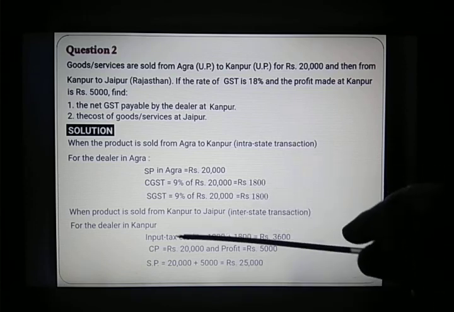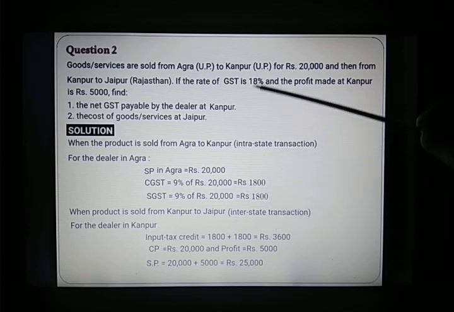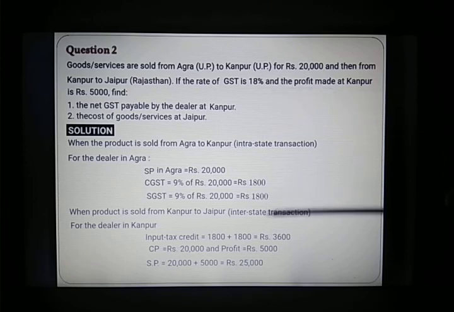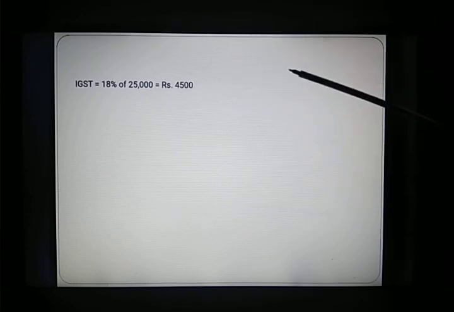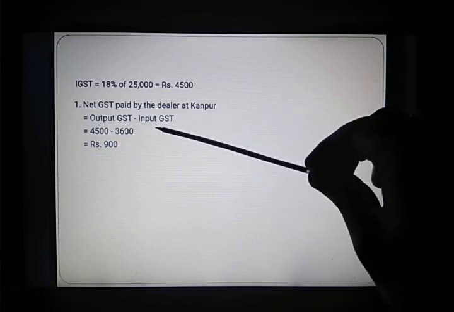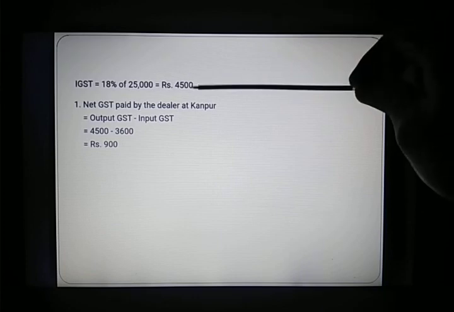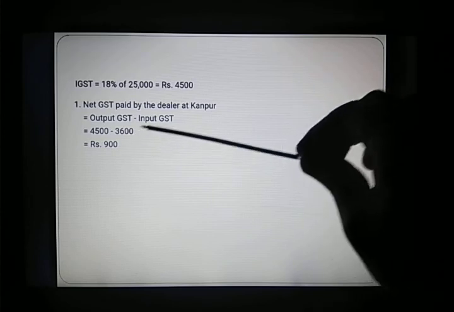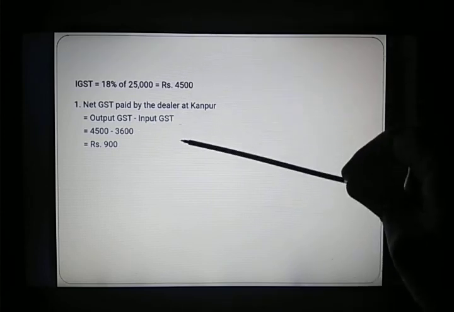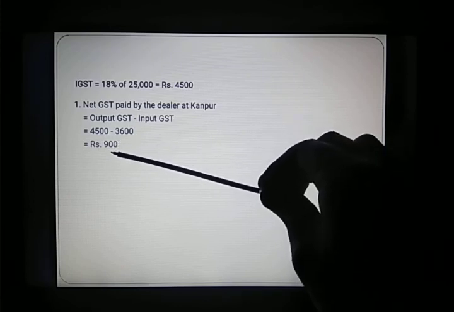Now since the next transaction is interstate, we are going to have IGST applicable. And the rate of GST is given to be 18%. So your IGST will be 18% on the selling price, that is 18% of this, which will be this much. First is the net GST paid by the dealer. Net GST is output GST minus input GST, and output GST is this much, the GST paid by the consumer. We already knew that input GST, that means the GST which was paid by the dealer to the manufacturer, was 3600. So when you subtract them, you'll get net GST to be 900.